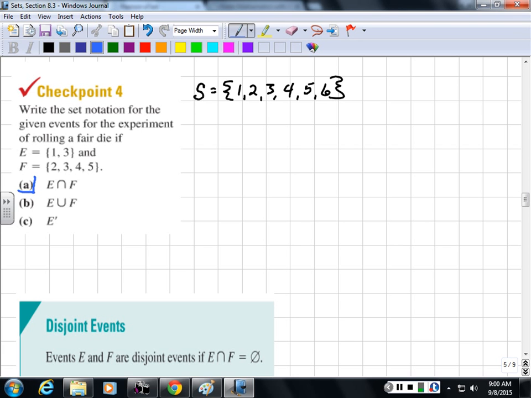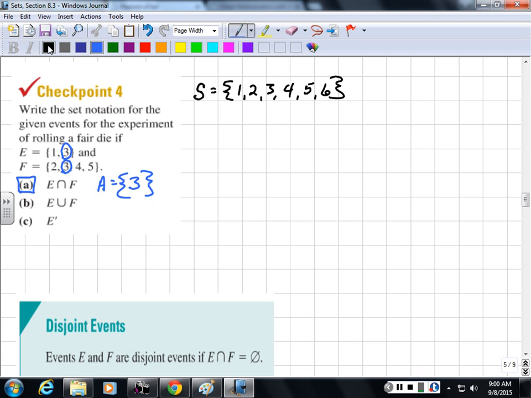Let's look at set A. Set A is going to be the intersection of E and F. And if I look at this, I note that E has 1 and 3 and F has 2, 3, 4, and 5. And the intersection is going to be 3. That's it. What overlaps here? And you must write it in set notation.